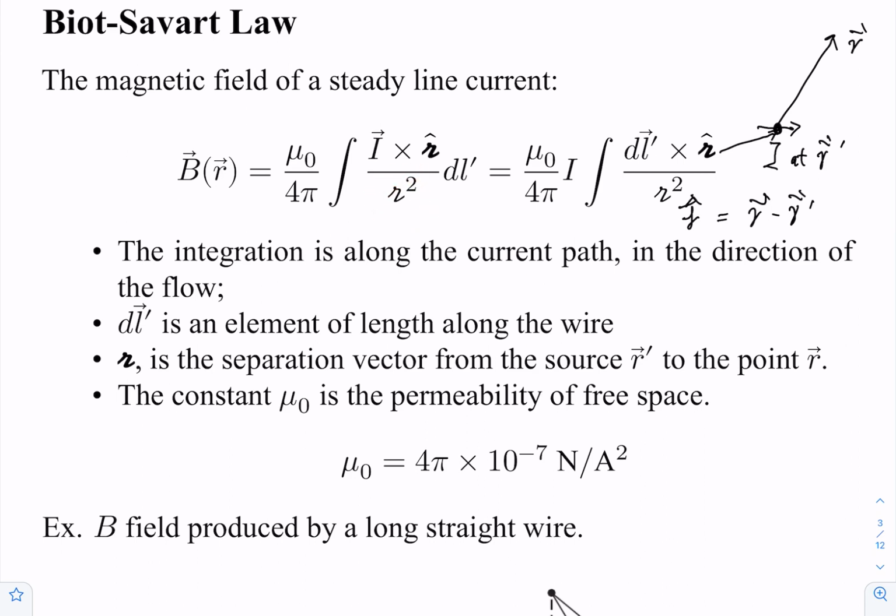And similar to the electrostatic case, there is a constant over here, and this constant mu naught is called the permeability of free space. It's a constant, approximately 4 pi. The precise number depends on the unit. So in the current SI unit, it is 4 pi times 1.00000, many zeros, followed by a small correction.